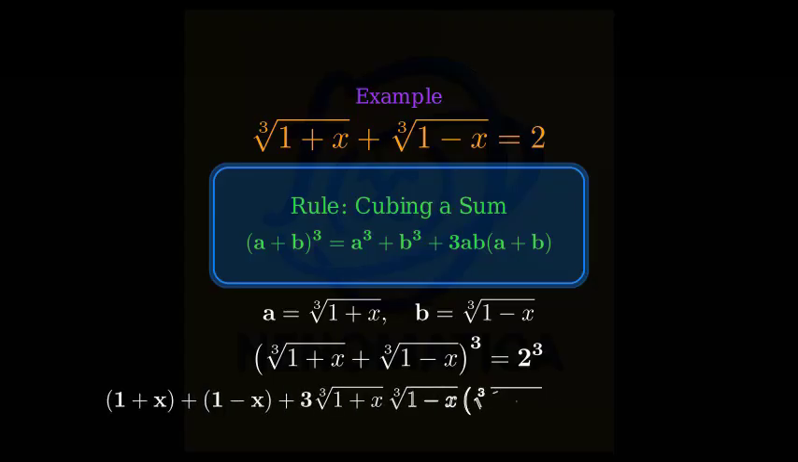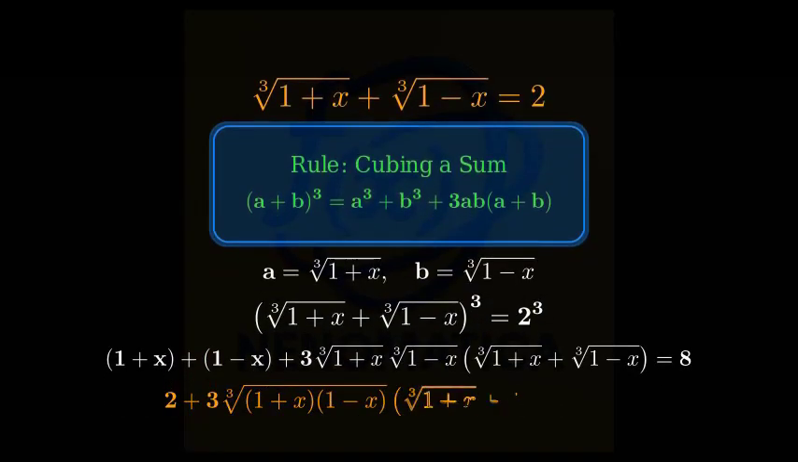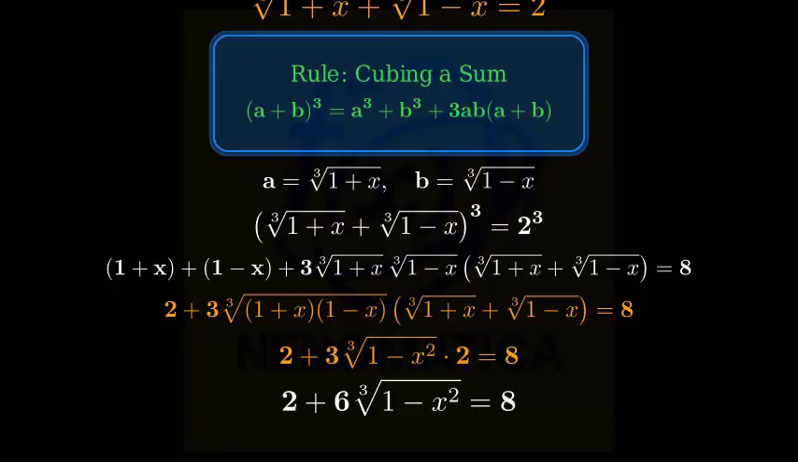First expansion. Combine 1 plus x and 1 minus x to get 2. Since the original sum equals 2, substitute that in. We obtain 2 plus 6 times the cube root of 1 minus x squared equals 8. Step 3. Isolate the cube root term. Subtract 2 from both sides, then divide by 6.